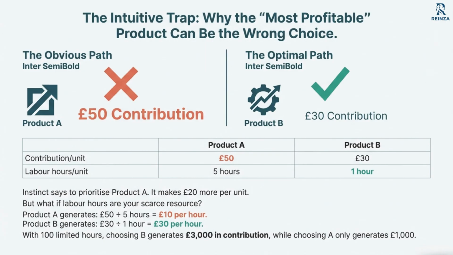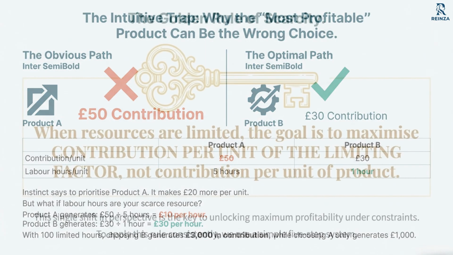Exam tip. If a question mentions any kind of resource constraint, whether it is labor hours, machine hours, materials, or anything else, you must calculate contribution per unit of the limiting factor. Simply ranking products by contribution per unit will almost certainly give you the wrong answer.